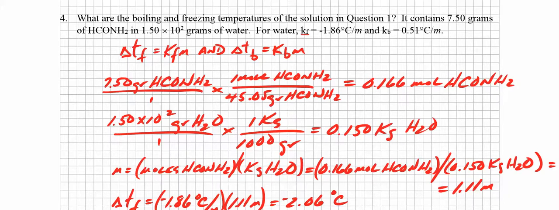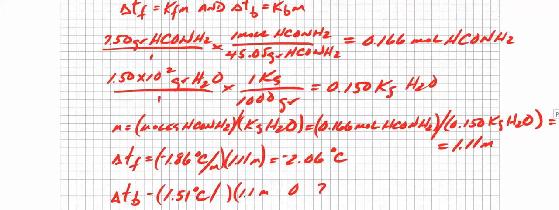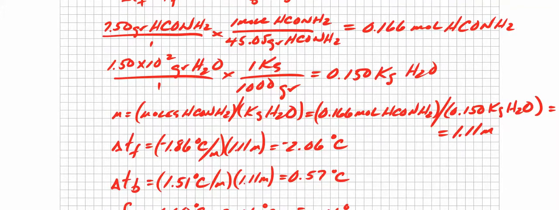So now I've got the number of moles of solute. Let's go to kilograms of solvent. Just take the 1.50 times 10 squared grams of water over 1, divided by 1,000, and that's going to give us the number of kilograms of water, right? So now I've got enough information to get the molality. So molality then is equal to moles of formamide divided by kilograms of water.